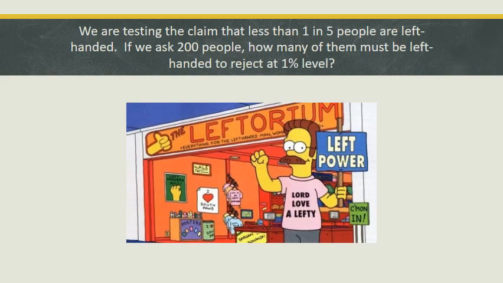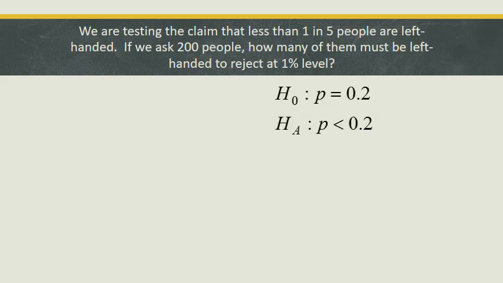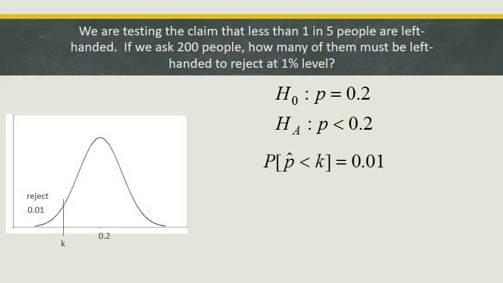Let's try our first question. We are testing left-handedness and we are testing to see if the proportion is less than 1 in 5 or 20%. So we are going to assume that p is equal to 0.2 as our null hypothesis. And we are only going to reject if the sample proportion is too small. So this is a one-tailed, left-tailed hypothesis. Here is what the distribution looks like, assuming that the population proportion is 0.2.